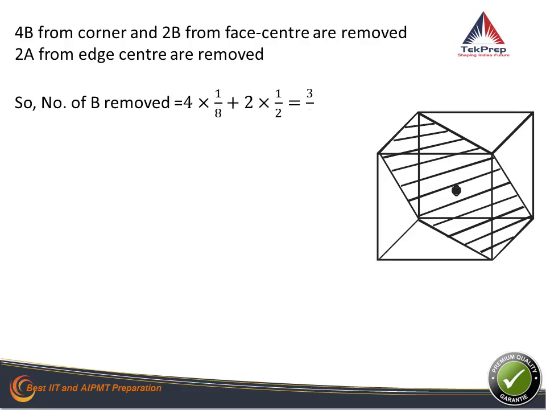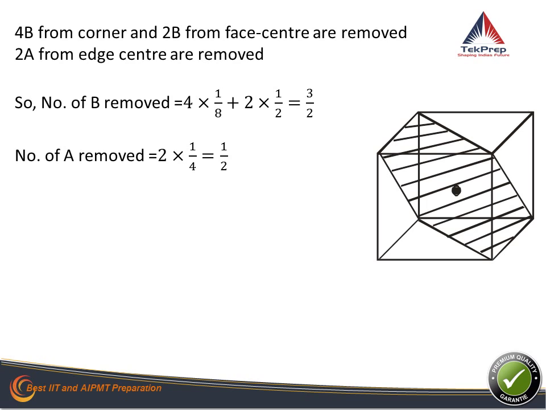So the number of B removed is 4 into 1 by 8 plus 2 into half, which is from the corners and the face centers. We arrive at a value of 3 by 2. For the number of atoms of component A, which is only 2 from the edges, each contributes 1 by 4, so it is 2 by 4, which equals half.